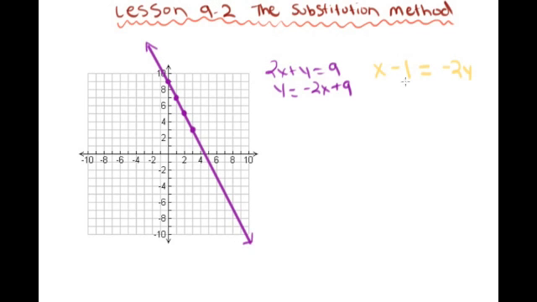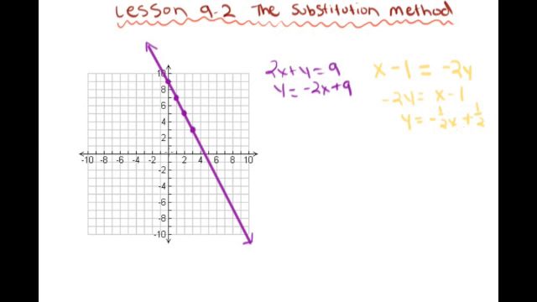Now we draw our second line. x minus 1 equals negative 2y. So that means that negative 2y is equal to x minus 1. So we just flip them around. It means the same thing. So that means that y equals negative 1/2 x plus 1/2, because negative divided by negative is positive. So it's y is equal to negative 1/2 x plus 1/2.